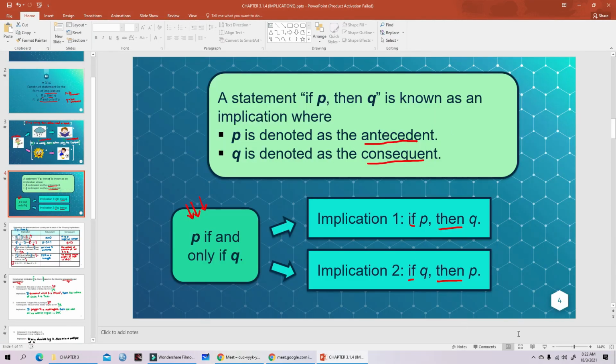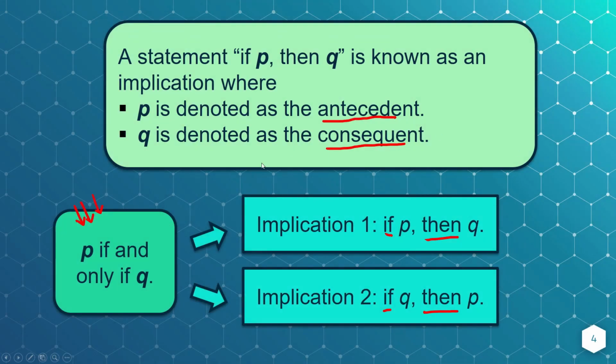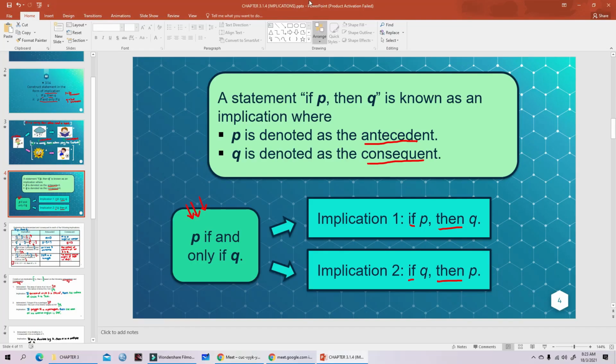Okay, from this definition we can make a conclusion that if P then Q is known as an implication. If P then Q is a statement which we know as an implication. Then we can denote the P statement as the antecedent and Q as the consequent. Okay, then we already see P if and only if Q. From this we can form two implications: the first implication is if P then Q, and the second implication is if Q then P. Okay, simple and easy.